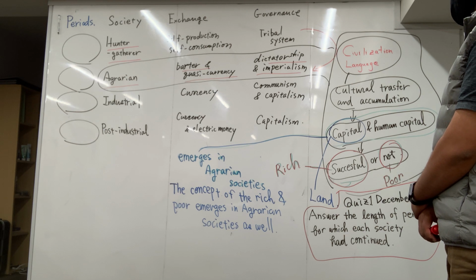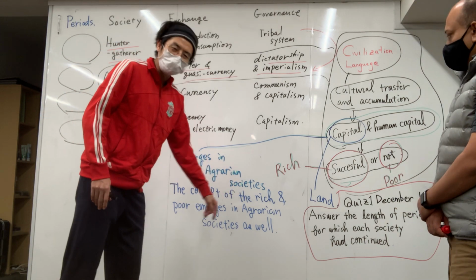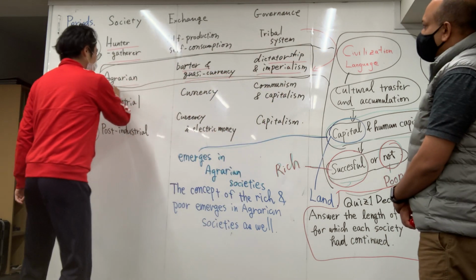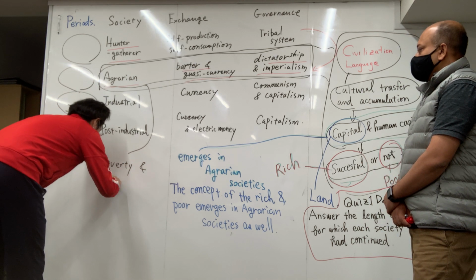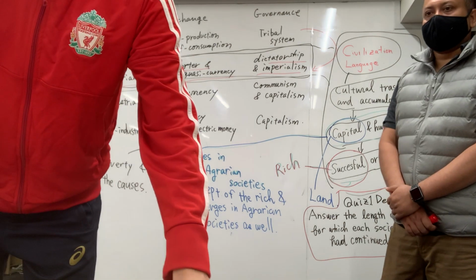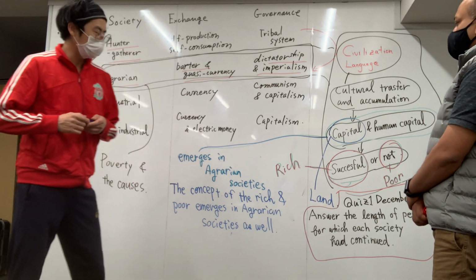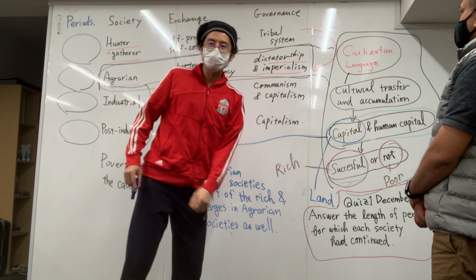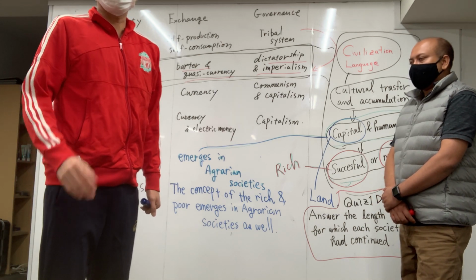All right. Then, if you understand the concept of rich and poor emerging in the agrarian society by looking at this period more closely, we will understand poverty and its causes. You may wonder why poverty and its causes are going to be explained by this agrarian society. Because what happened in the agrarian society is still influencing our world even now. That's what I want to say.